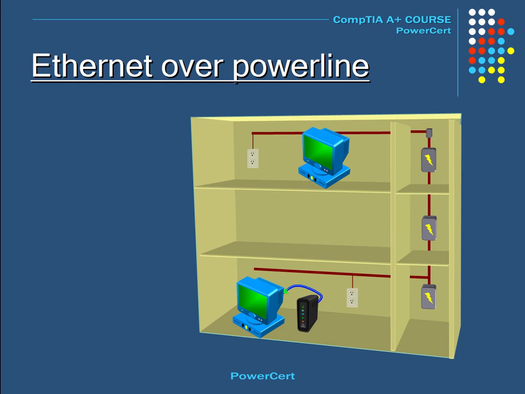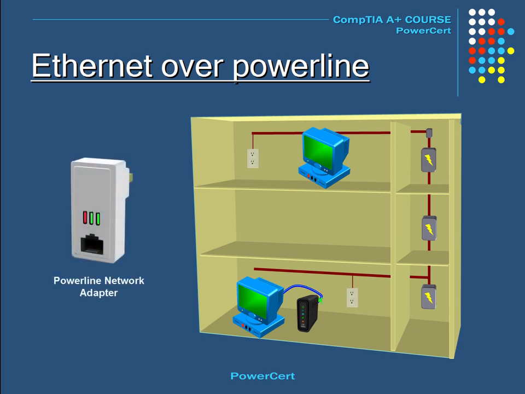So for example, let's say you needed this computer up here to be able to access the internet, but for some reason you can't get any network cables or any Wi-Fi signal to reach that computer. So in this case, we're going to use Ethernet over power. So we're going to need a couple of power line adapters like these.